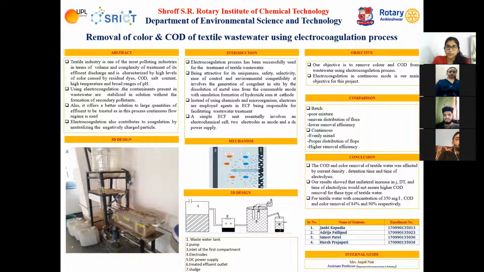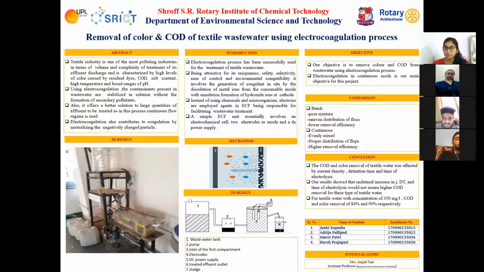Now, the expected outcome is minimum time consumption. As per the research paper, in the continuous process the efficiency of COD removal was only 76% and color removal efficiency was around 95% at a time interval of 15 to 20 minutes, whereas in the batch process the efficiency of COD removal was 87% and color removal was 88% at a time interval of 120 minutes. So we try to maximize the efficiency in the continuous process.